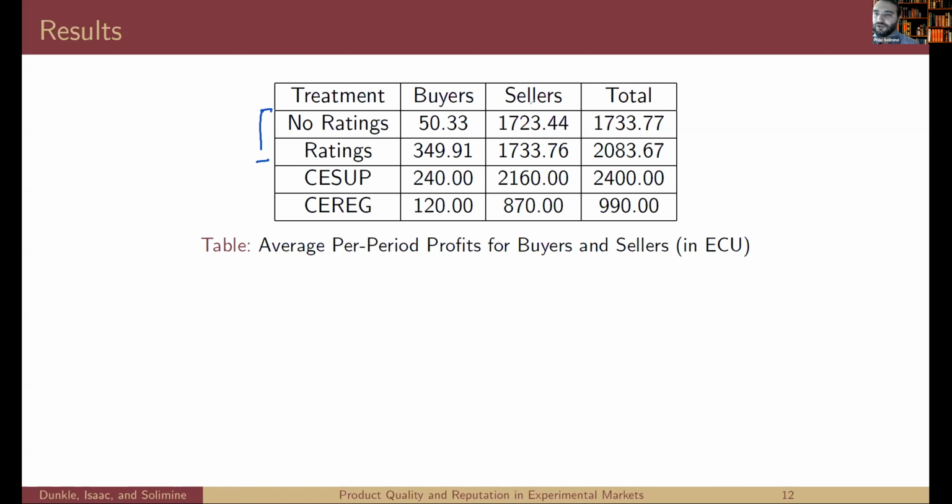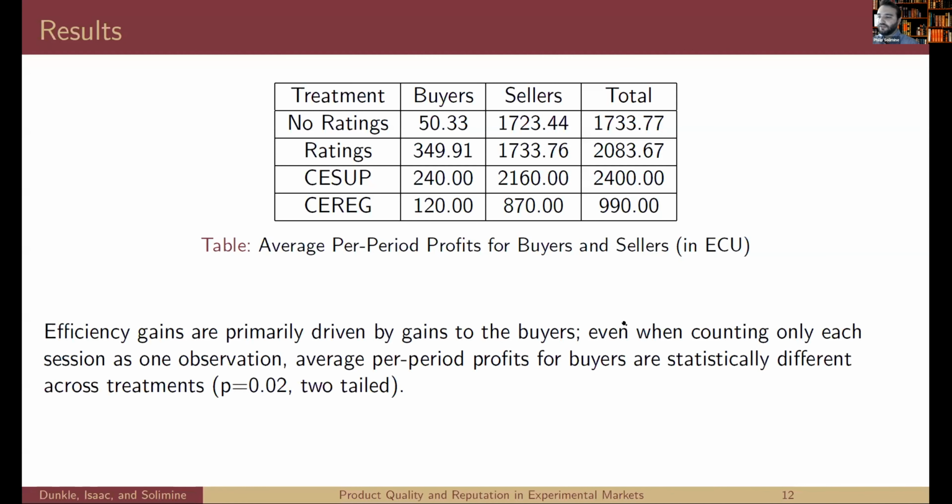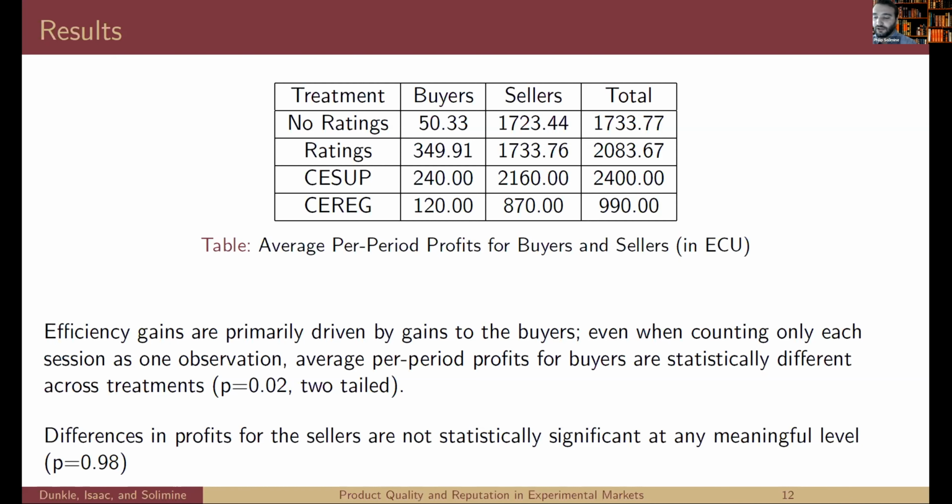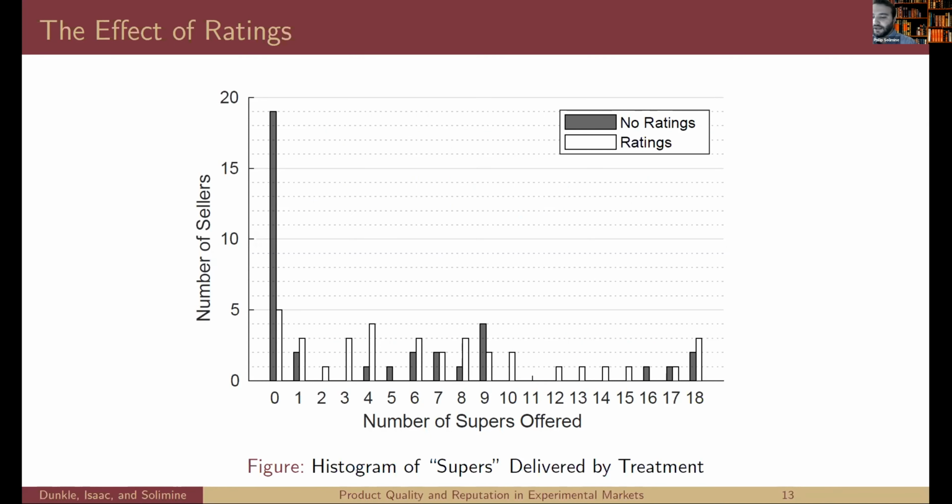So those are just some things I wanted to point out here. Efficiency gains primarily driven by gains to the buyers. Even when counting only one session as an observation, the average per period profits for buyers are significantly higher across treatments, whereas for sellers, they basically don't change at all. And we'll dig a little bit deeper into that result.